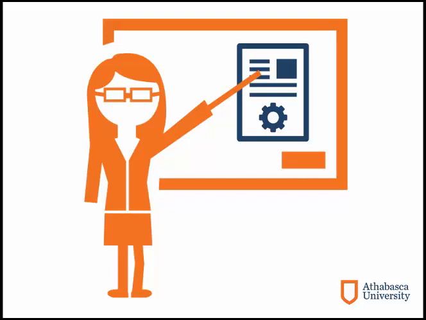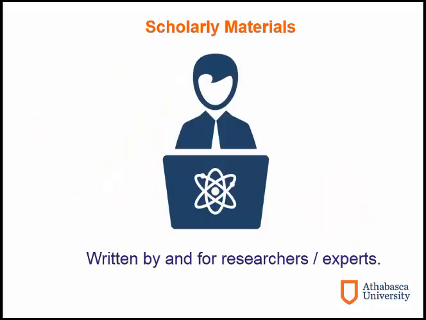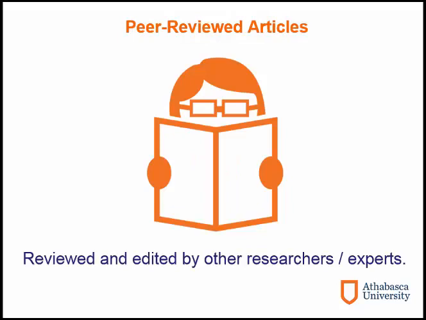You have likely read newspaper and magazine articles before, but journal articles are very different from this type of material. Scholarly materials are written for an audience of experts or researchers in an academic discipline. Peer-reviewed articles are also written for an audience of experts or researchers in a discipline.